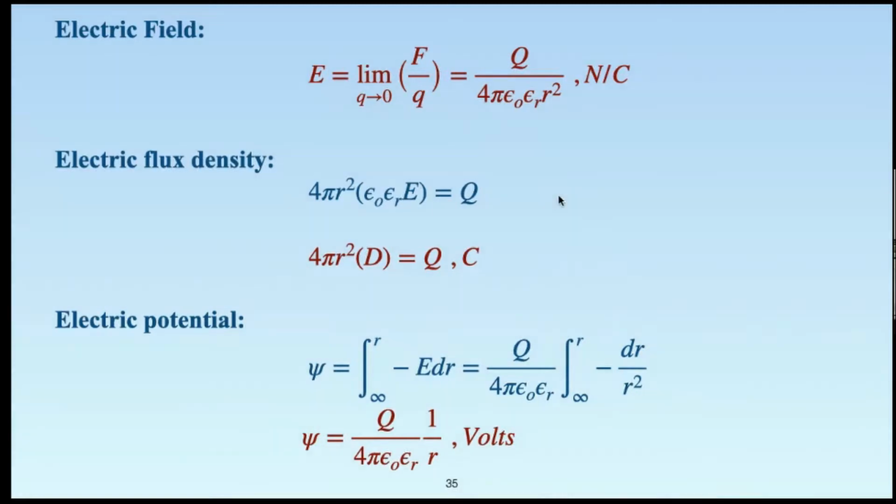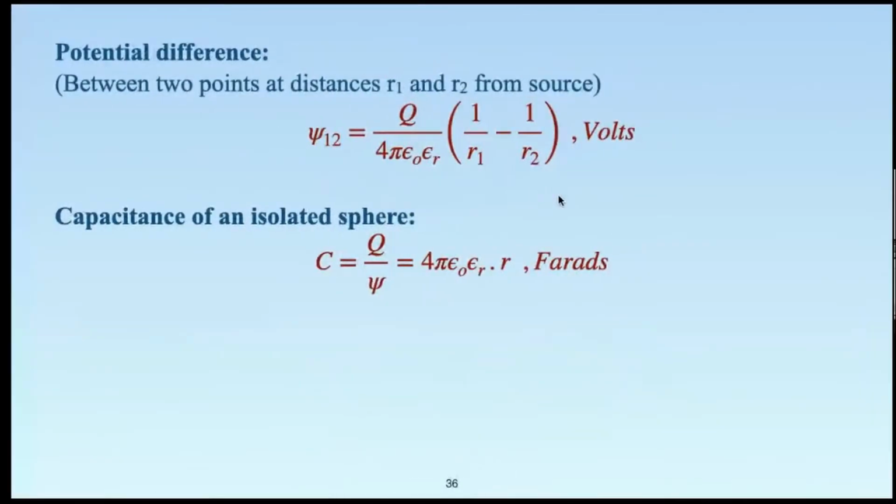So let us now move ahead and check the expression related to capacitance and potential difference for the point charge. This is the next slide. If I want to find the potential difference between 2 points which are located at distances small r1 and r2 from the source, that is a charge q, then the expression for the potential difference between point 1 and point 2 can be obtained here.